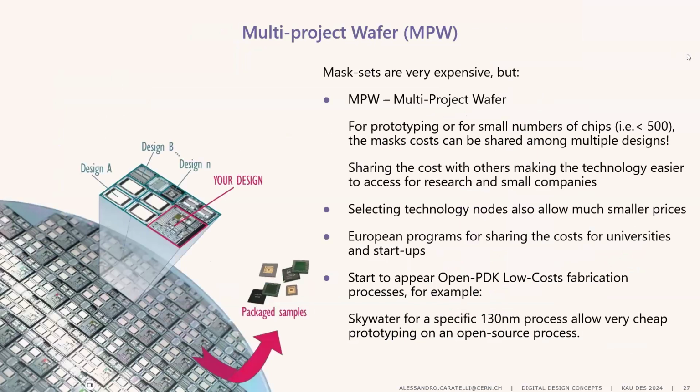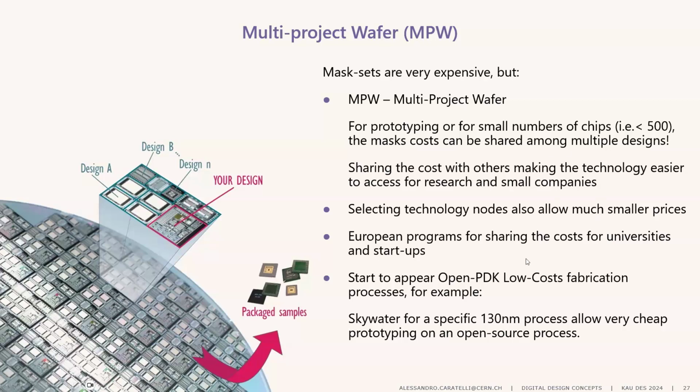But there is actually a way to reduce a lot of this cost, which is MPW. MPW means multi-project wafer, which means that on the same reticle, on the same mask set, you put multiple designs. This is generally convenient for numbers below 500, where the mask cost can be shared among multiple designs. It's used for prototyping, but also for small amounts of production, because sharing the cost makes the technology easier to access, mostly for research and small companies. You're spreading the cost between multiple entities that need to agree on using the same process, but it's doable.